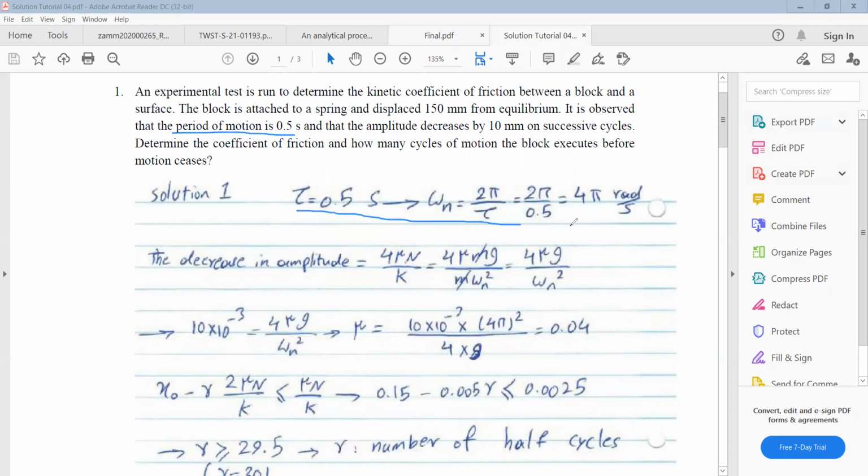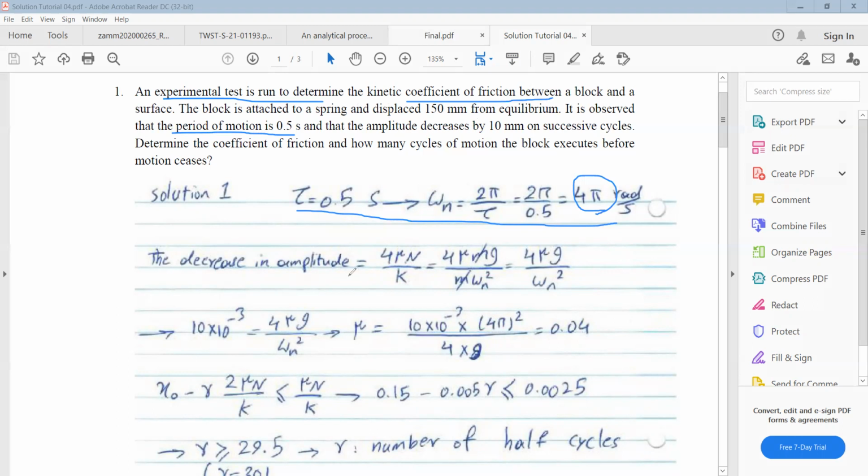So omega n easily can be obtained from the period of the motion because the natural frequency is the frequency of the motion. So it's equal to 2 pi divided by the period, which is 0.5, and this is the natural frequency of your system in radian per second. The next step, we need to obtain the coefficient of friction because we did this experimental test to obtain the coefficient of friction between the block and the surface.